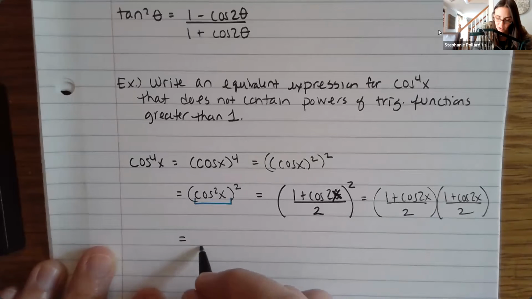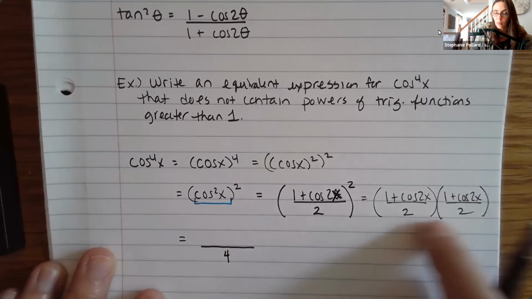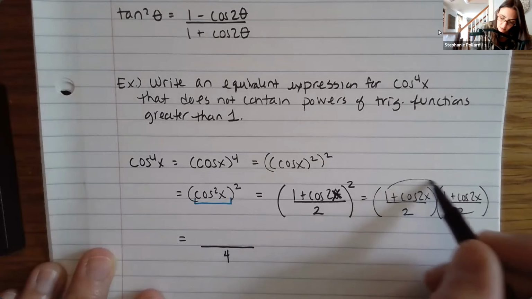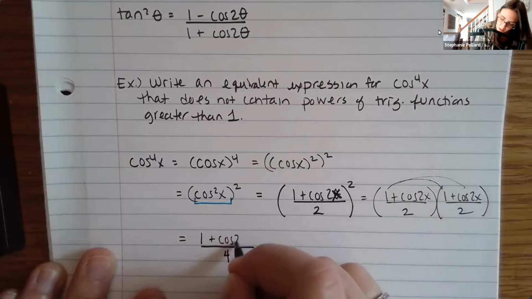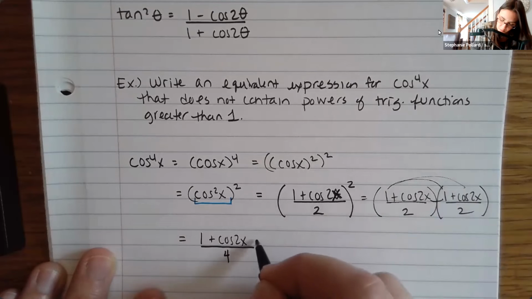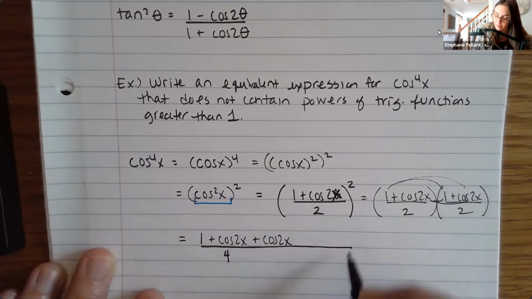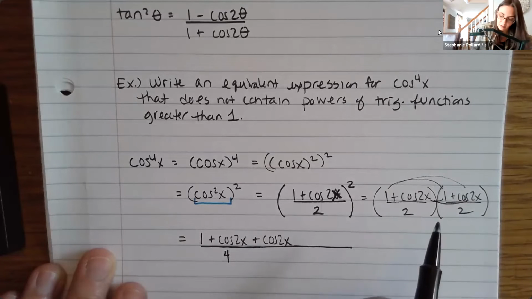Now for the denominator, it's just going to be 4, right? So I'm not going to worry about the denominator. 2 times 2 is 4. And I'm going to worry about FOILing the numerator. So I have 1 times 1 is 1. 1 times cosine 2x is cosine 2x. On the inside, same thing, 1 times cosine 2x. And then on the end there, I have cosine 2x times cosine 2x. So we're going to have a square there.